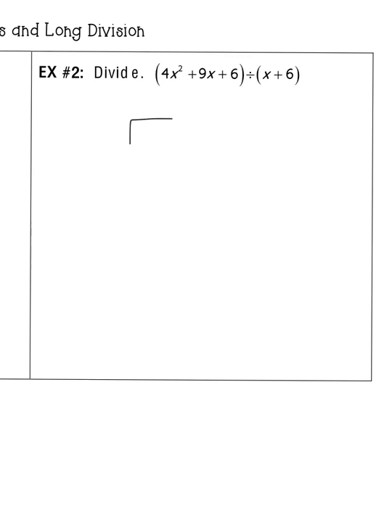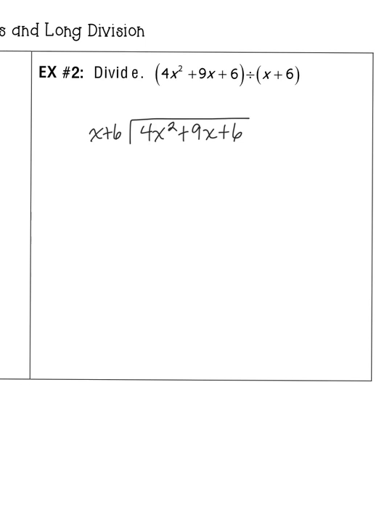So let's go ahead and use our division bar. Just as with regular long division, whatever comes first goes underneath the bar, and whatever comes second is going to go out here. So 4x squared plus 9x plus our 6 goes underneath, and then the x plus 6 goes outside.